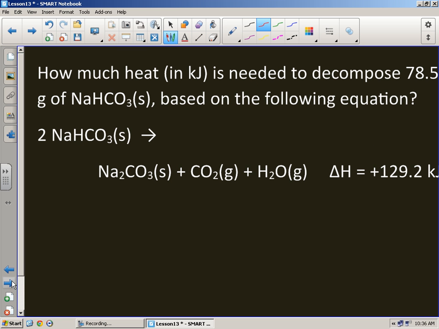So let's look at the first one here. How much heat in kilojoules is needed to decompose 78.5 grams of sodium hydrogen carbonate based on this following equation? So go ahead and do that now. You guys can do that. I know you can.